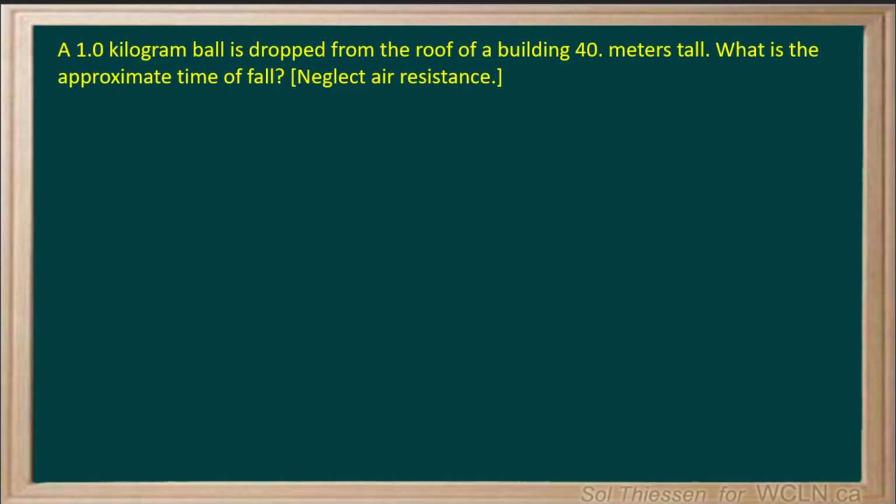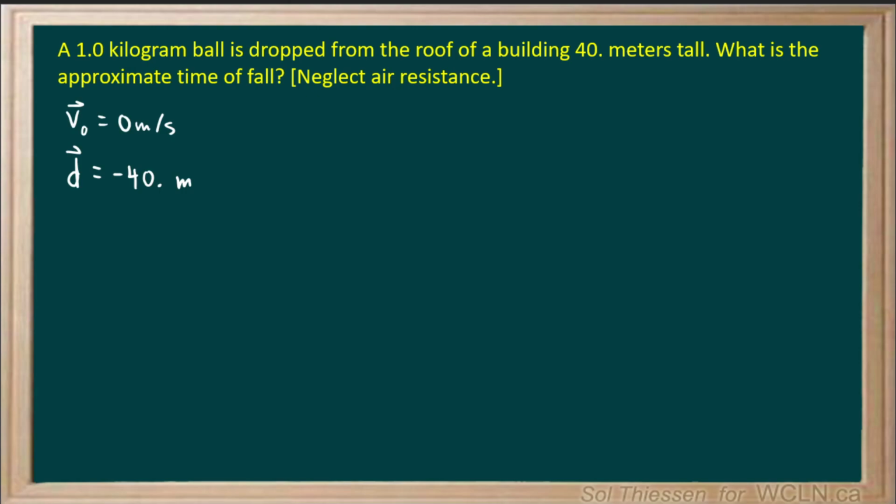Neglect air resistance. Okay, so if we're assuming that the ball is dropped from rest, we can say that the initial velocity is 0 meters per second. We know the displacement that the ball travels is negative 40 meters. Since it's downwards, we're dropping it from the top and it's going to hit the ground below.